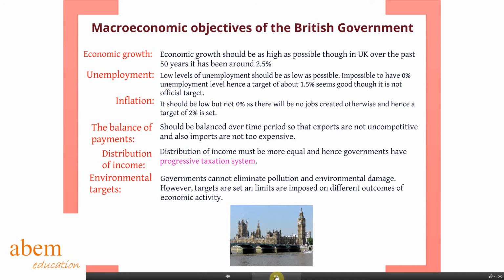The government has also set itself certain environmental targets, though it is quite difficult to eliminate pollution and environmental damage. However, the extent of damage can be limited through government policy like pollution permits.